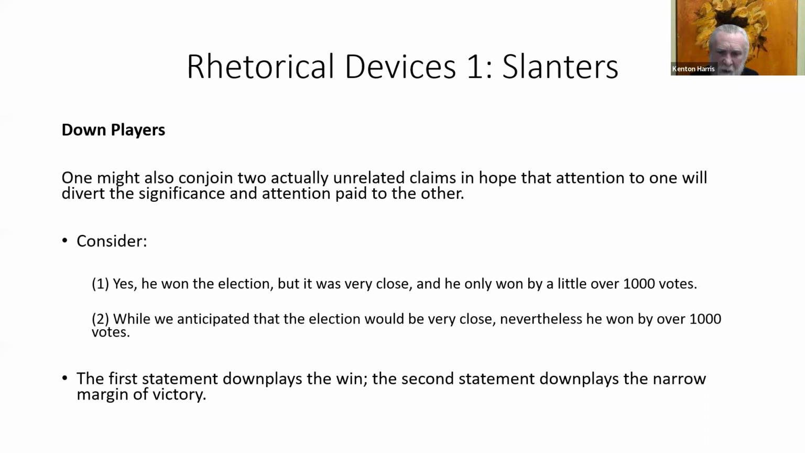Well, in the first case, I seem to be downplaying the win. And the downplayer is affected by saying a little over 1,000 votes. In the other case, I seem to be downplaying the narrow margin of victory by emphasizing that we thought it was going to be close, and yet by over 1,000 votes, he won the election. Right? The statement is the same in both cases. He won the election by a little over 1,000 votes. Well, one is acting as a downplayer on the other, depending on how it's framed. And again, that's the nature of a downplayer.